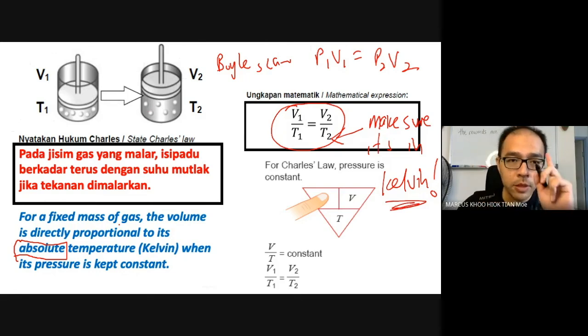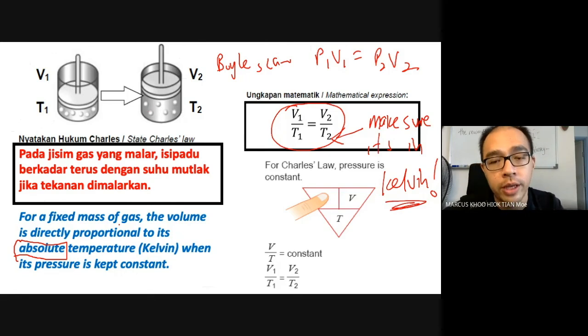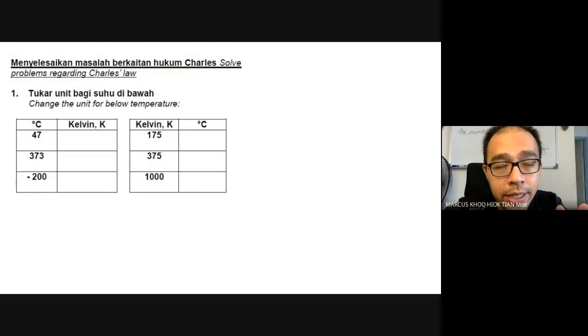Okay, so for your homework today, I want you to submit this one. Take a photo of this into the Telegram group. Just this one, just change the unit for me. This one I don't think we need to discuss. I think you can just change from degrees Celsius to Kelvin and from Kelvin to degrees Celsius. Take a photo and send it to me in the Telegram group.